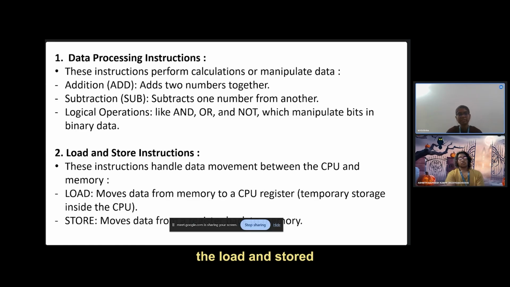Next comes the load and store instructions. These instructions handle data movement between the CPU and memory. So the load instruction moves the data from the memory to a CPU register, and the CPU register is the temporary storage present inside the CPU. And the store instruction moves the data from the register back to the memory.